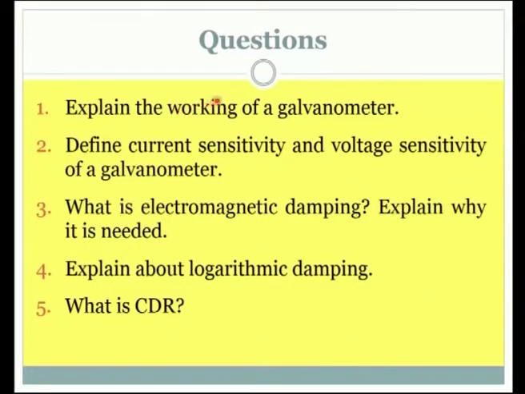Before we wind up this session, let us test our understanding by answering these questions. Explain the working of a galvanometer. Define current sensitivity and voltage sensitivity of a galvanometer. What is electromagnetic damping? Explain why it is needed. Explain about logarithmic damping. What is CDR?